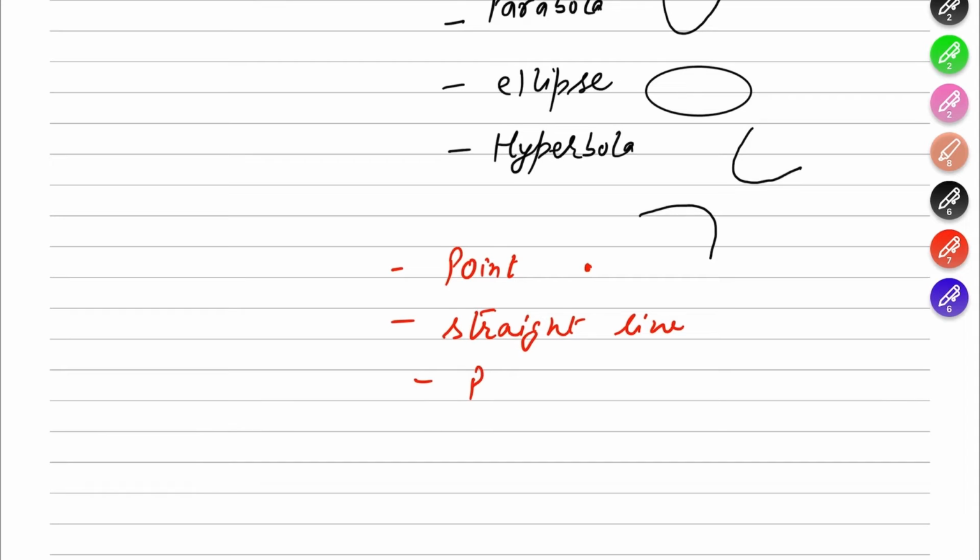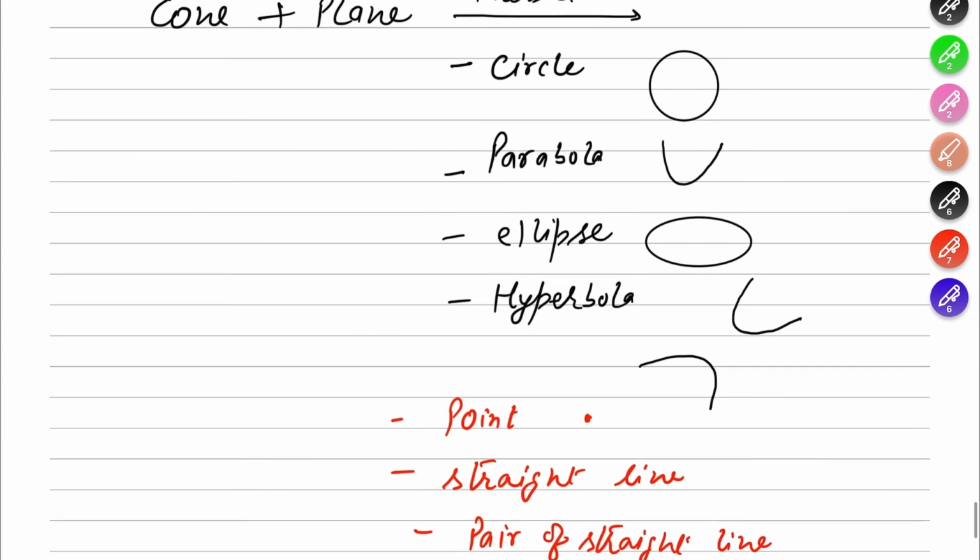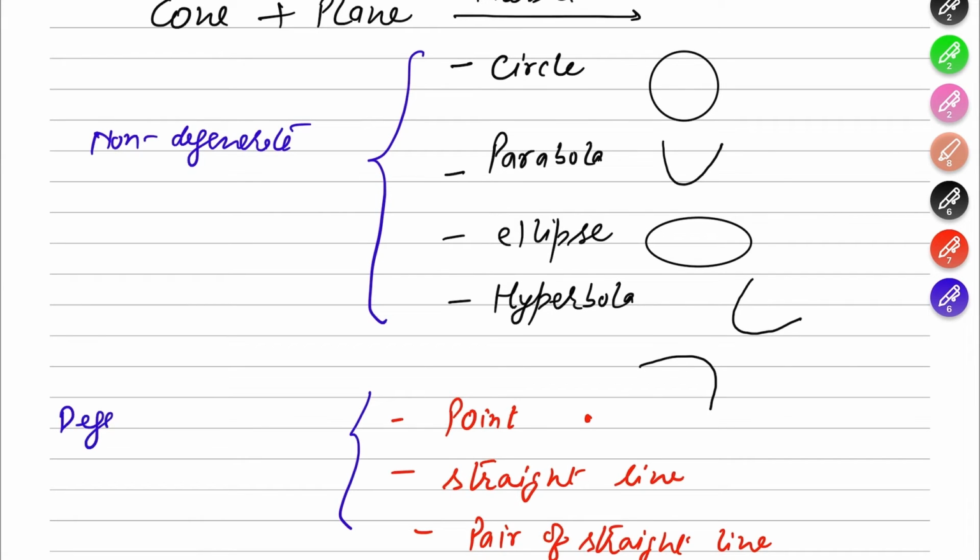Or we get a pair of straight lines. So these are also conic sections, and it is important to distinguish that these, circle, parabola, ellipse and hyperbola, are called non-degenerate conic sections. Whereas these, point, straight line and pair of straight lines, are called the degenerate conic sections.